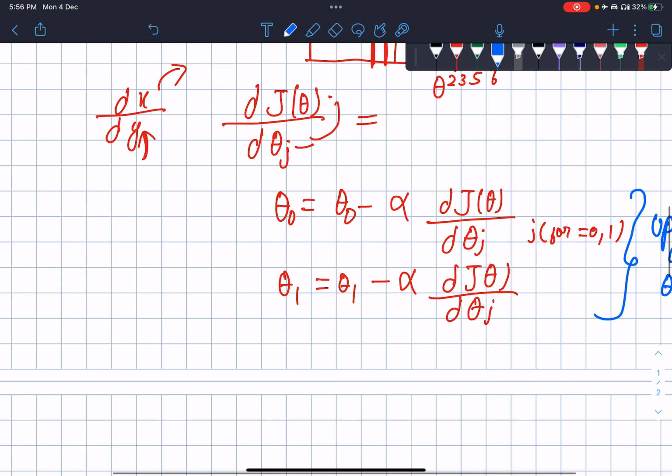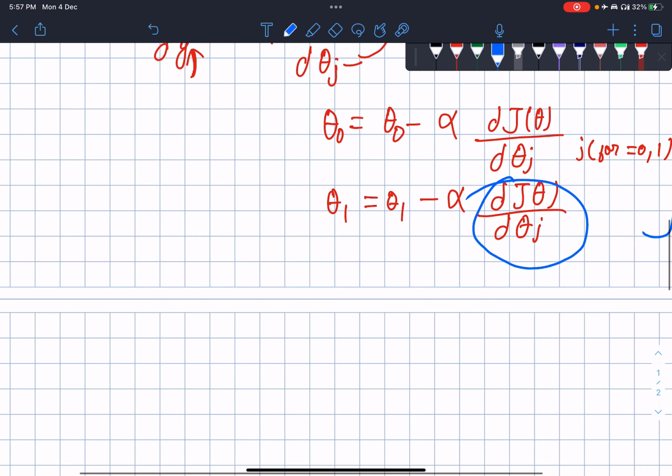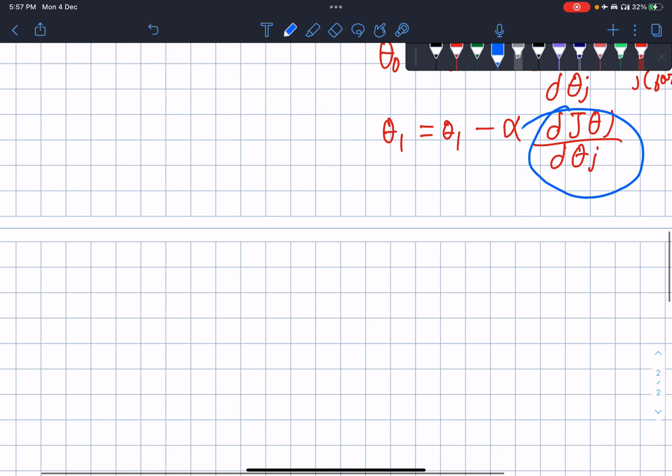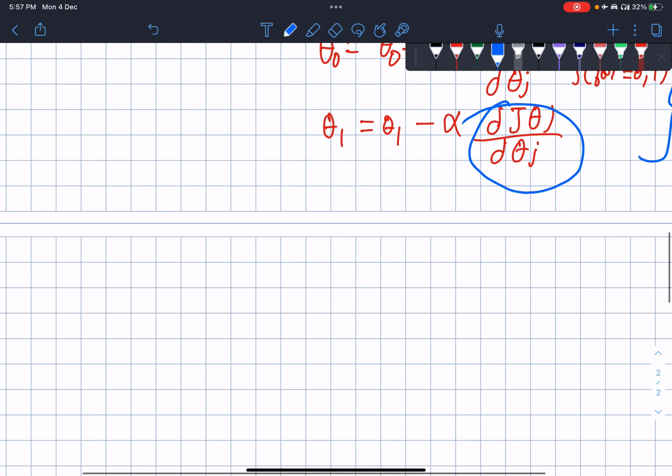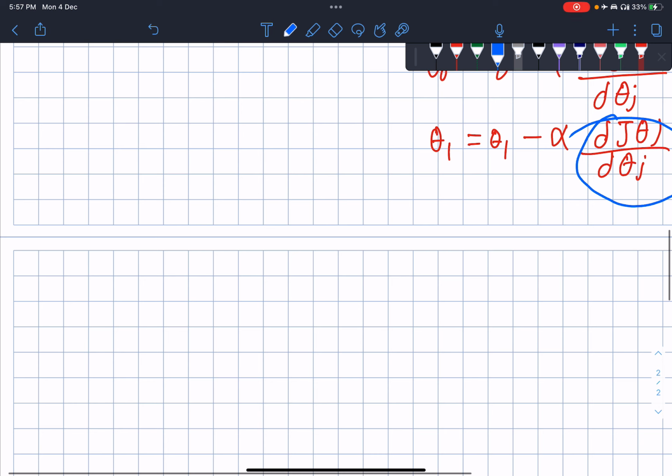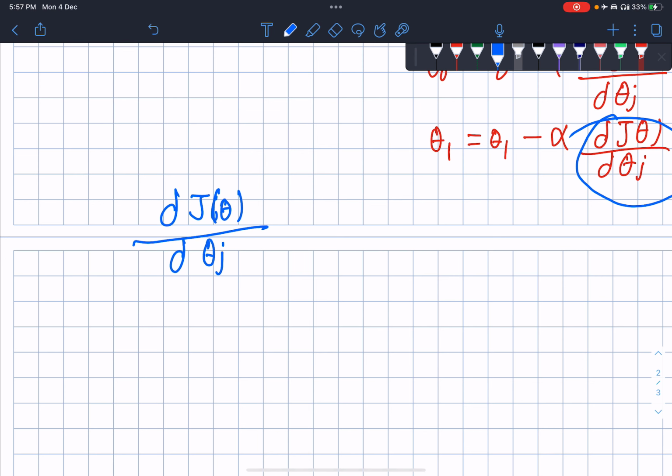Okay, now we have to expand it, because we're not going to leave the derivative to be computed by the computer by itself. Yes, frameworks like numpy will do those calculations, but we have to expand it and understand what is being done behind the scenes. So how will we expand it? The derivative of J of theta with respect to theta j.